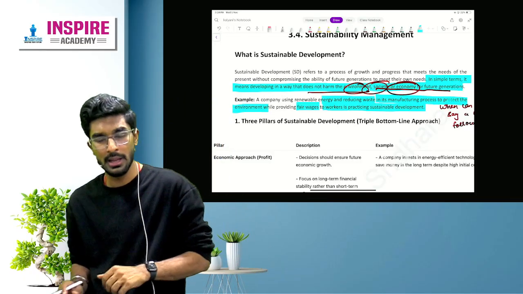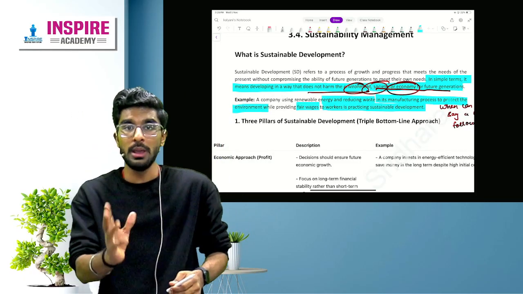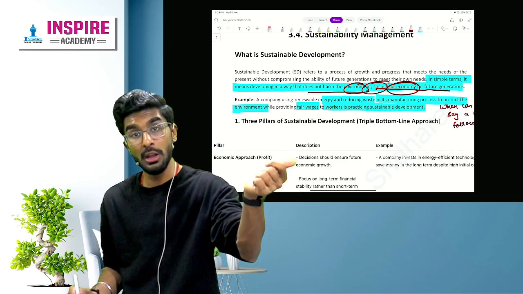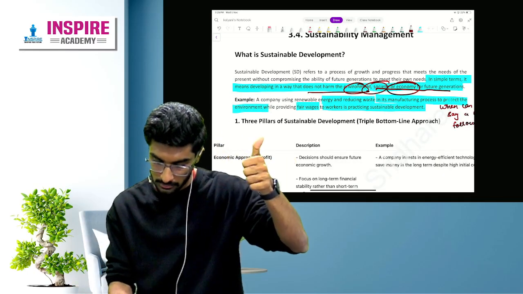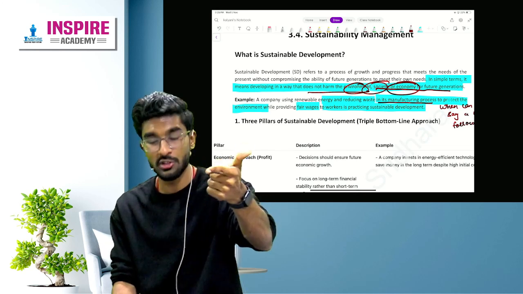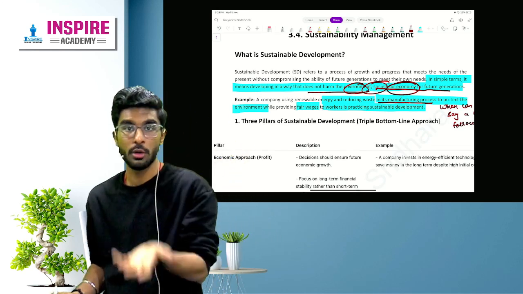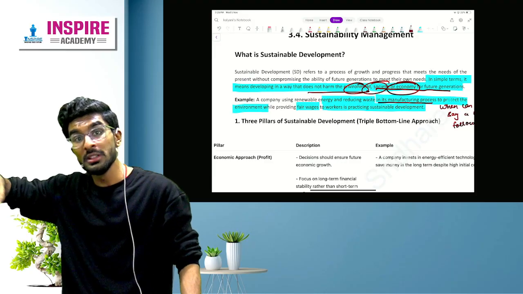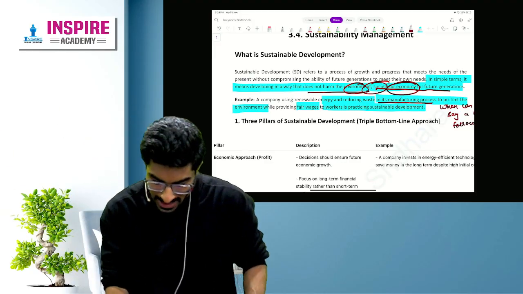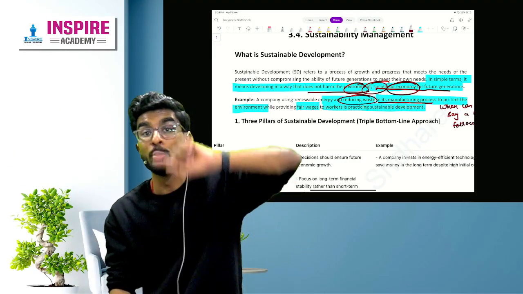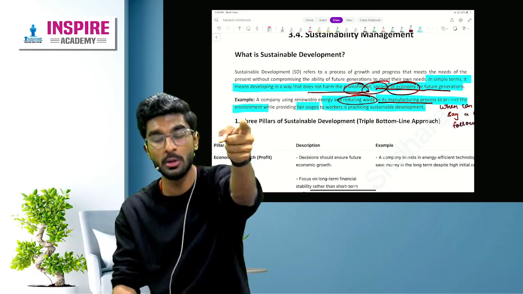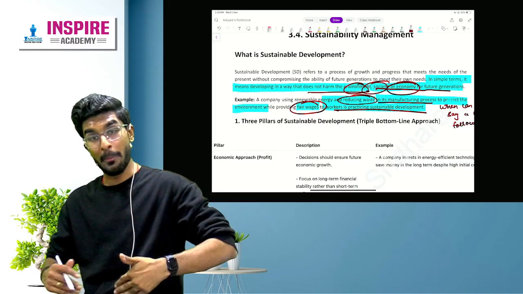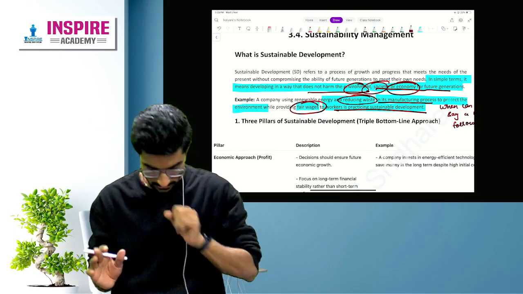So when can we say that a company is following sustainable development? You are using renewable energy to reduce waste in its manufacturing process. You are manufacturing, that means you are growing. You are using renewable energy, you are not harming the environment. You are using renewable energy to manage or reduce your waste, to protect the environment. At the same time, you are also paying fair wages to workers. Then only we can say that you are practicing sustainable development.